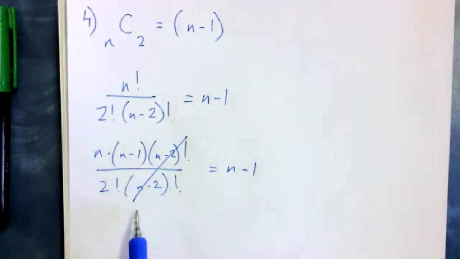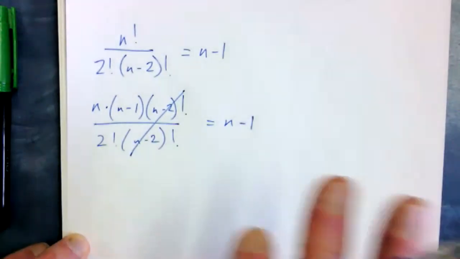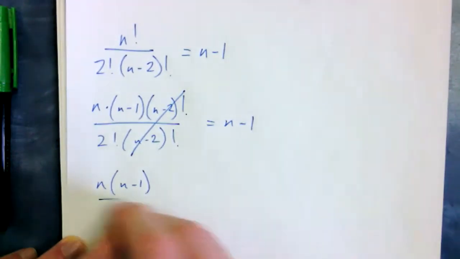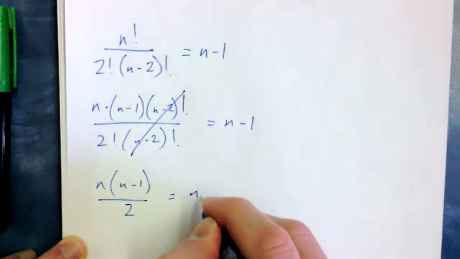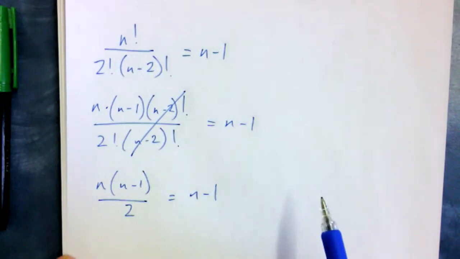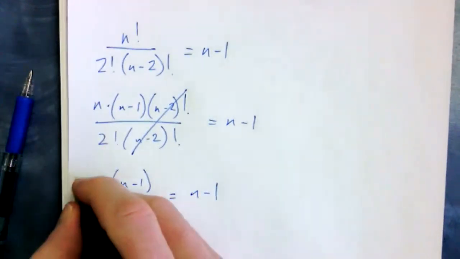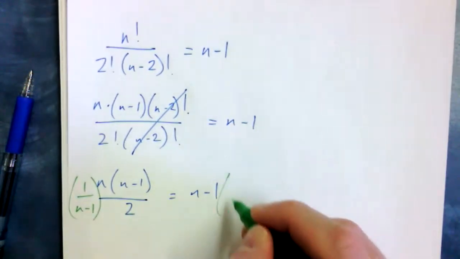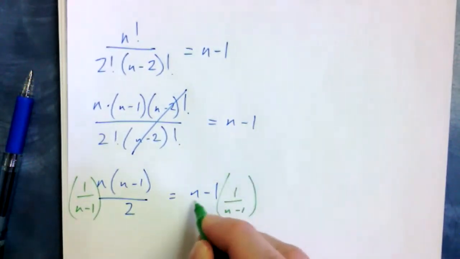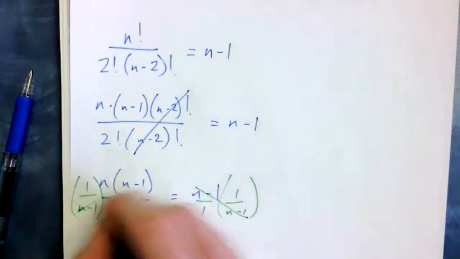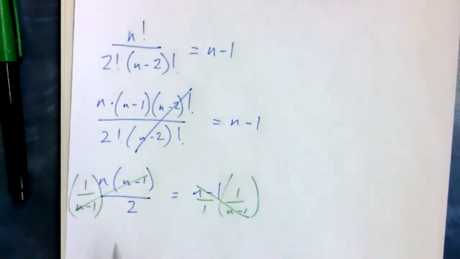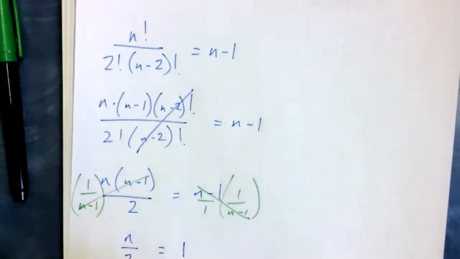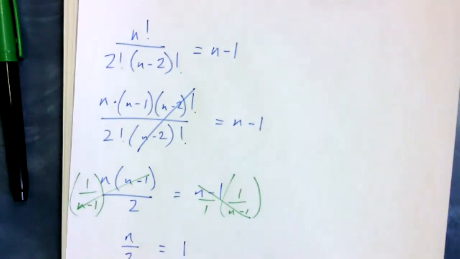Because really the next step mathematically, I'll show you. You don't need to do this next step I'm doing, but I'll show you how it works. n minus 1 exactly, plus n times n minus 1 over 2, because that's 2 factorial, equals n minus 1. If I divide both sides by n minus 1, or multiply both sides by 1 over n minus 1, because this is over 1, that cancels, that cancels. And we have n over 2 equals 1. n equals 2.